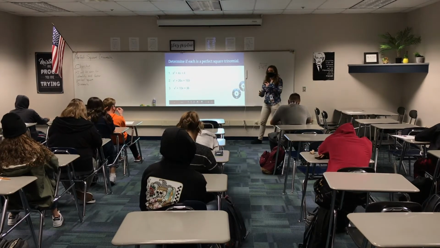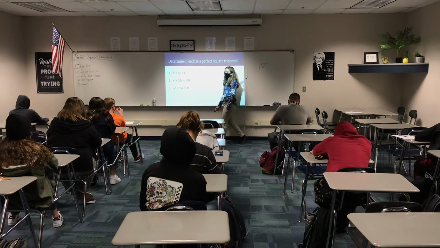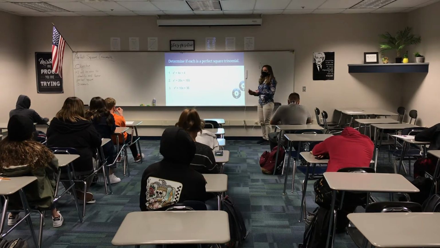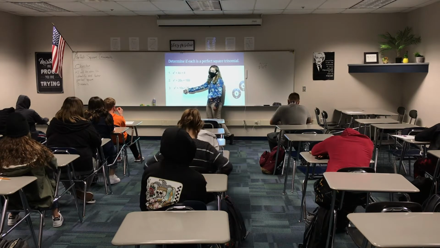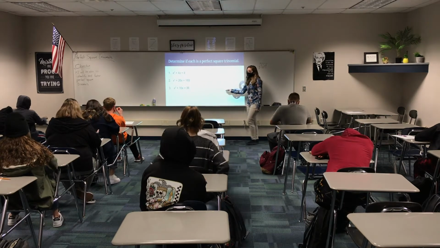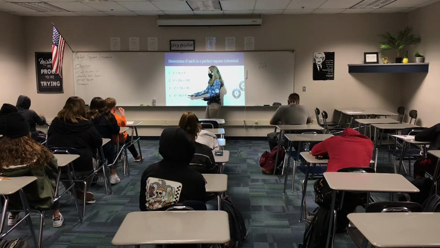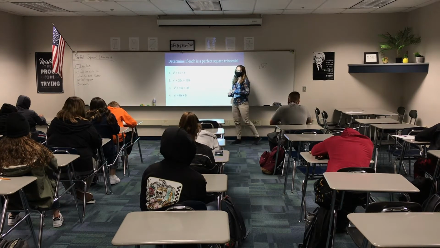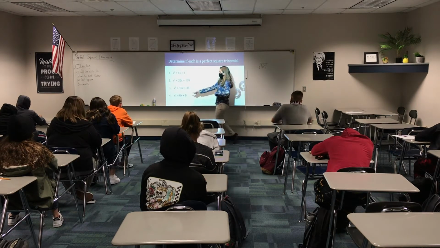X squared is a perfect square. What about 36? So it's 2 times 6 times x. No, so that is not a perfect square trinomial. All right, what about this one? We know x squared has a perfect square. What about 9? 3. It is 2 times x times 3, 6x.